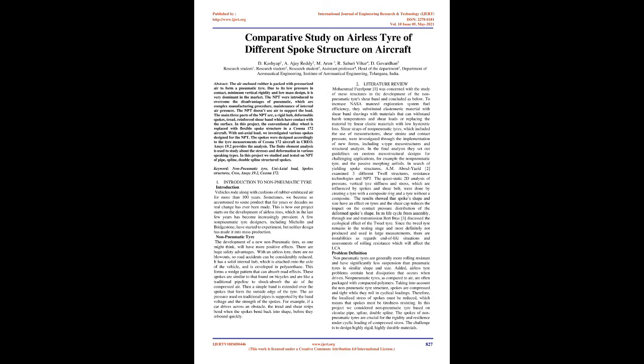The main three parts of the NPT are a rigid hub, deformable spokes, and a tread reinforced shear band which has contact with the surface. In this project, the conventional alloy wheel is replaced with a flexible spoke structure in a Cessna 172 aircraft. With uni-axial load, we investigated various spokes designed for the NPT.